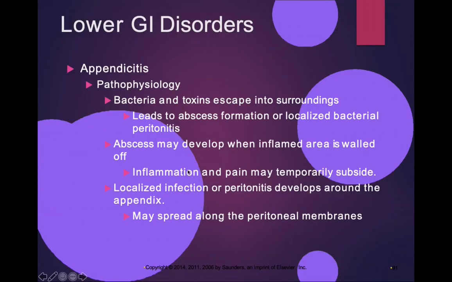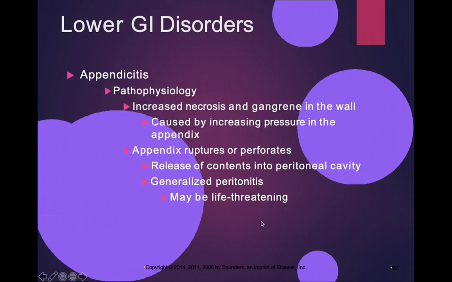There could be bacteria and toxins that escape into the surrounding tissue. It leads to abscess formation. The abscess may develop when the inflamed area is walled off. The inflammation, the pain could be temporary. It can also subside, or it can spread. It can spread along the peritoneal membrane. That's if you have this localized infection, or peritonitis develops around the appendix. Now, if it explodes, it could spread throughout the entire abdominal area and throughout the entire peritoneum for sure.